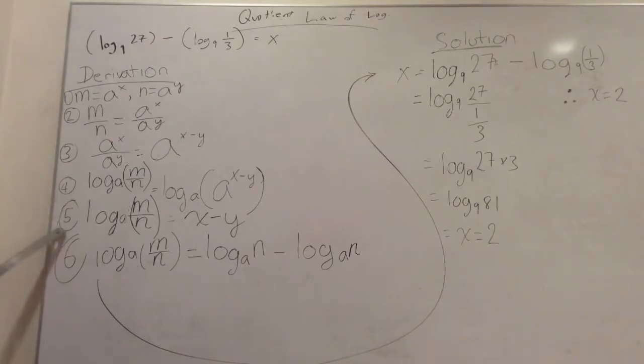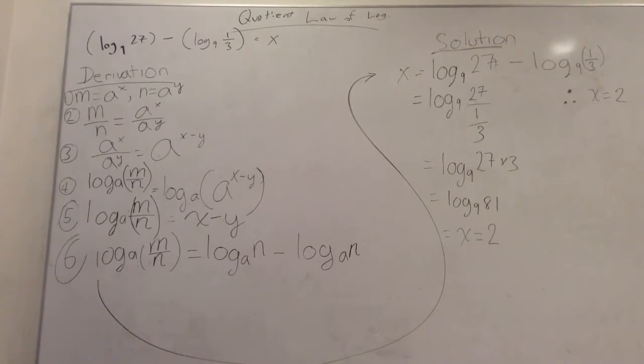This can be simplified into equation number 5. Since both m and n can be expressed in terms of base a to a power of x or y respectively, we can express x as log base a of m and y as log base a of n. Through doing that, we end up with equation 6. With this newfound law, we can easily solve the problem introduced at the beginning of this section. So if we look over to the right of the screen, we see that log base 9 of 27 minus log base 9 of 1 over 3 is equivalent to log base 9 of 27 divided by 1 over 3, which is equal to log base 9 of 27 multiplied by 3, which is equal to log base 9 of 81, which means that x is equal to 2.